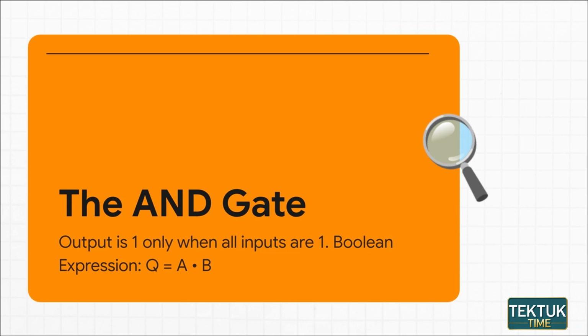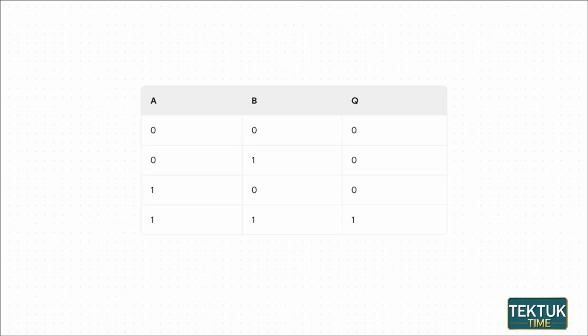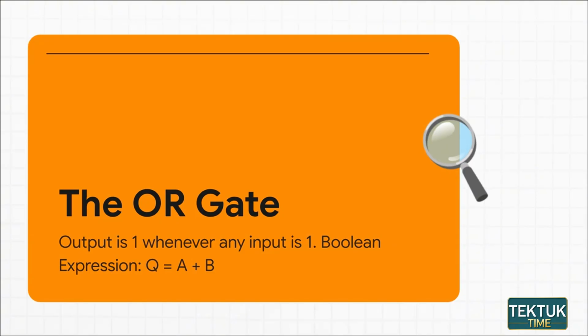It's the tough gatekeeper. Imagine a vault door that needs two keys, key A and key B, turned at the same time. If you only have one key or you have no keys, that door is staying shut. You get nothing. The output is a 1 only if input A and input B are both 1. And this little chart, it's called a truth table, shows you every single possibility. Look at it, see? There's only one single row where the output, Q, is a 1, and that's when both A and B are 1. Any other combination, you get a 0. Simple as that.